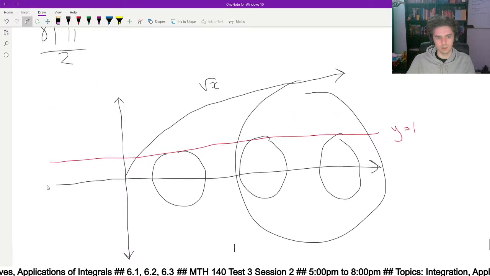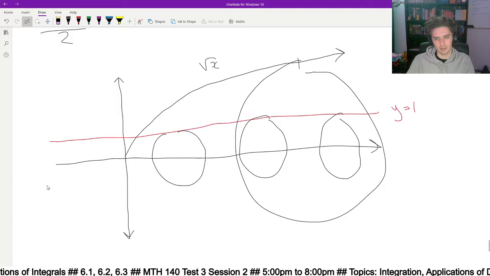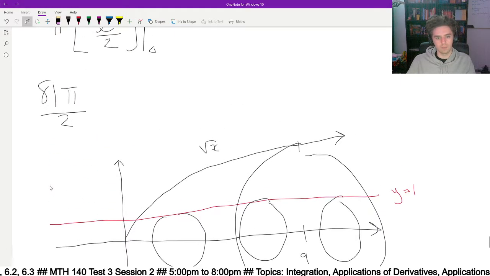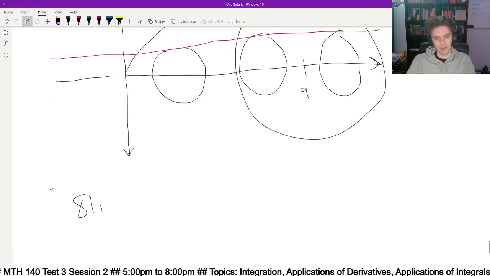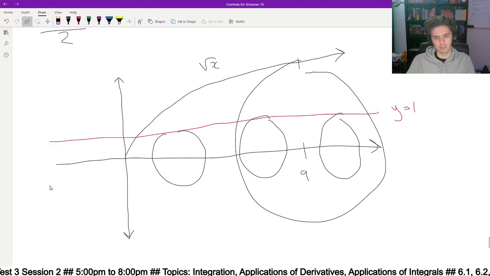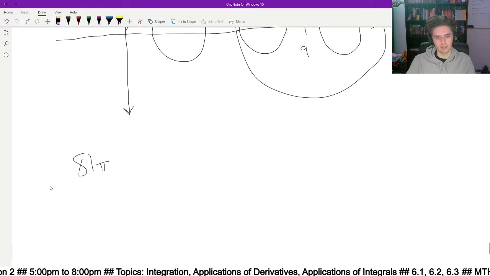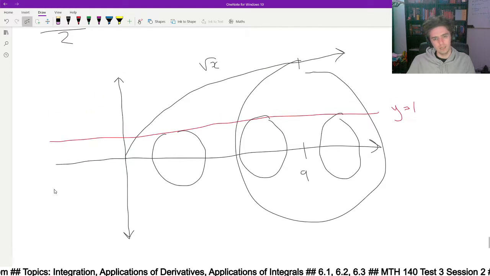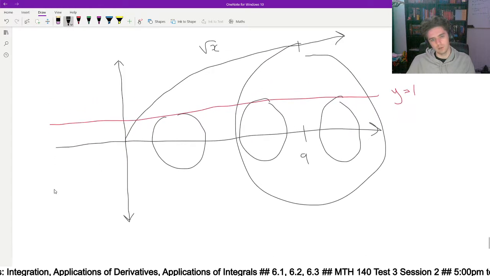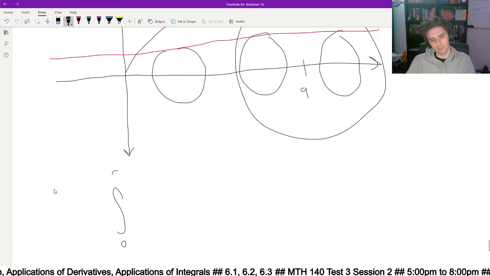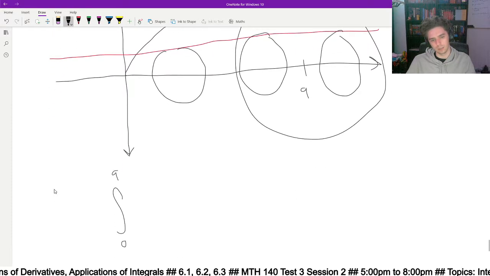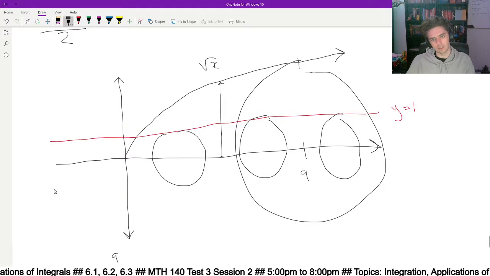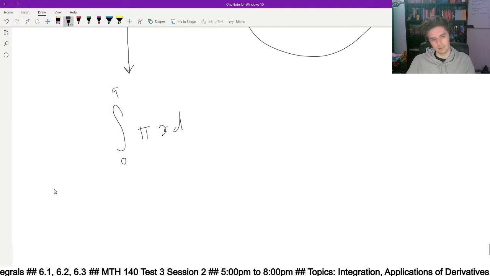The volume of the solid will still be, let's say we're still going to 9. So the volume of the whole solid will still be 81 pi over 2. But I need to subtract the volume of the inside there, right? So just to be a little clearer, I'll do it from the beginning. The volume of the whole thing is going to be the integral from 0 to 9 of, similar to before, pi r squared. But r, for any of these cross sections, is going to be root x. So it's going to be pi x dx.